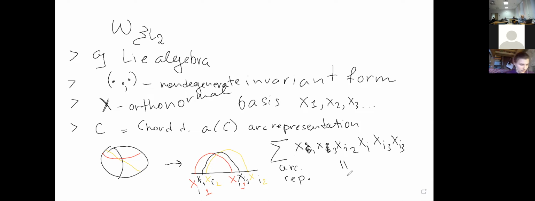And we obtain a function on chord diagrams. And this result, I recall that we consider chord diagrams up to 4-term relation. In this case, the result of this operation is in the center of the universal enveloping algebra of our Lie algebra.